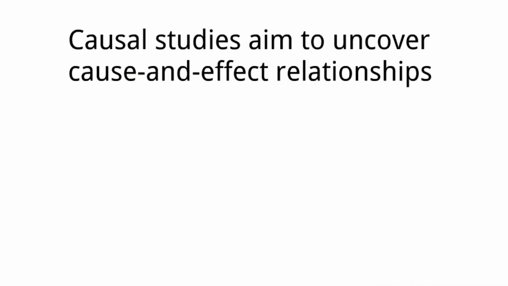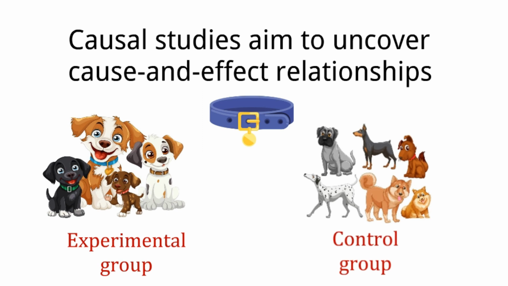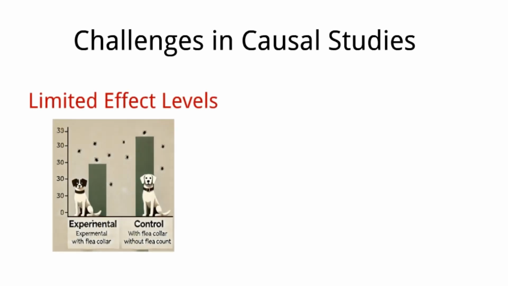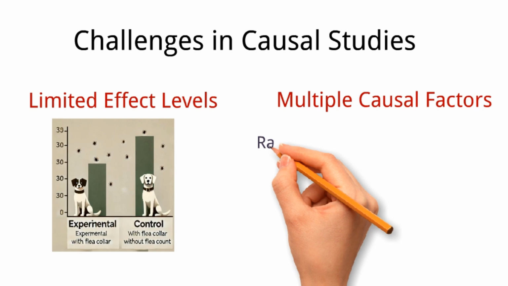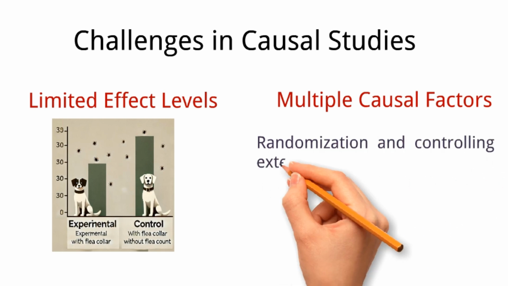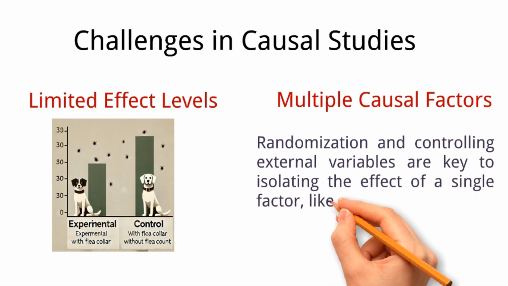For example, testing a flea collar involves selecting subjects, randomly dividing them into groups, and applying the treatment under identical conditions. Causal effects can be subtle. Statistical methods help determine if differences like reduced fleas are significant. Multiple factors often affect outcomes. Randomization and controlling external variables are key to isolating the effect of a single factor like the flea collar.